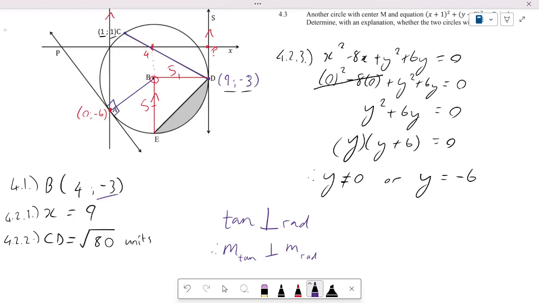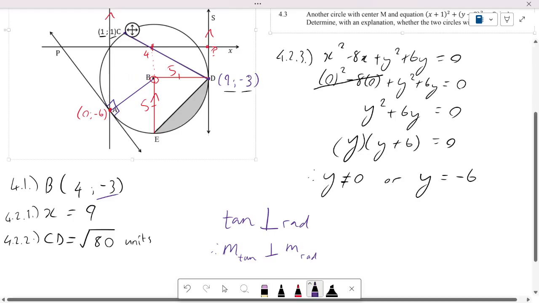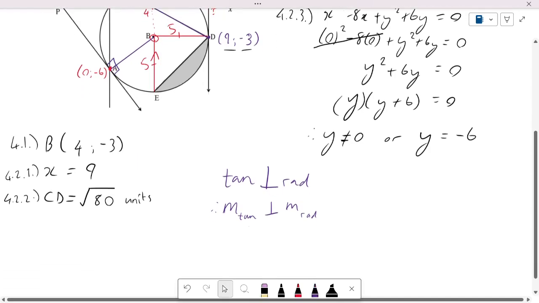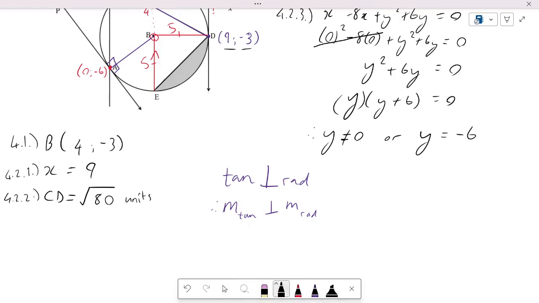Because we have the coordinates of A, we need to determine the equation of AB. Remember when I said the gradient of the tangent, we don't know that yet, but we can find the gradient of the radius. We know that B has coordinates of 4 and negative 3, which I wrote there. So that's what we are going to do: find the gradient of AB. We know that A has coordinates of 0 and negative 6, now that we have determined the y coordinate, and we also have B. Now we're going to find the gradient of that radius, AB.